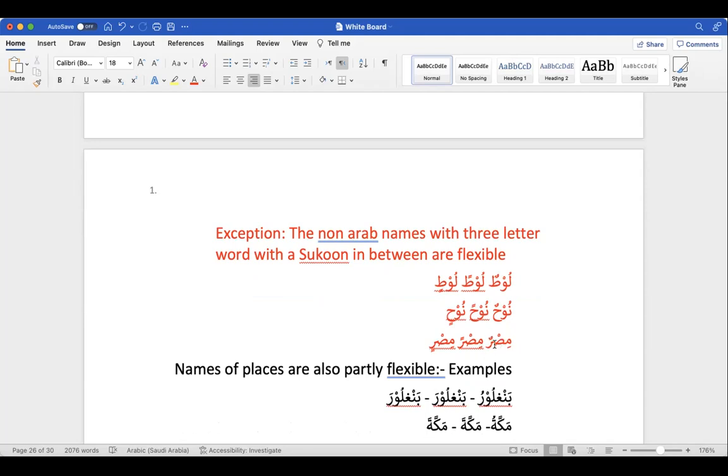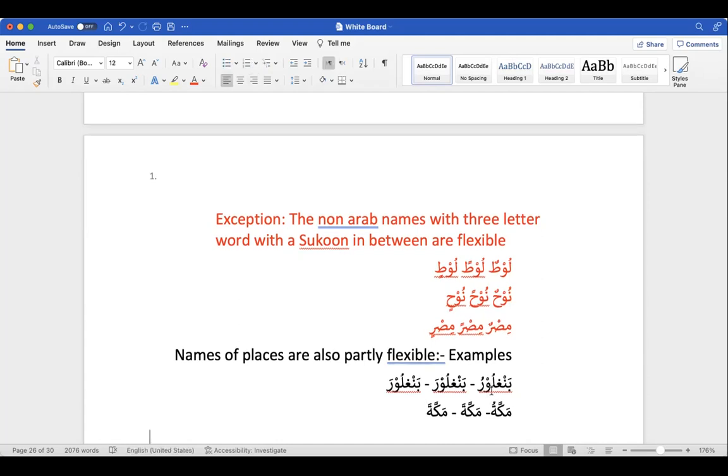But the exception is if there is a place name which is of 3 letters and in between is a sukoon. So Misr is a place name, right? There's a sukoon in its 3-letter name. There's a sukoon in the midst, and you can see it's fully flexible. So Misrun, Misran, Misrin.